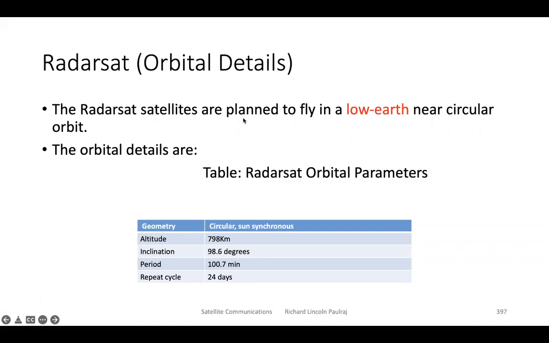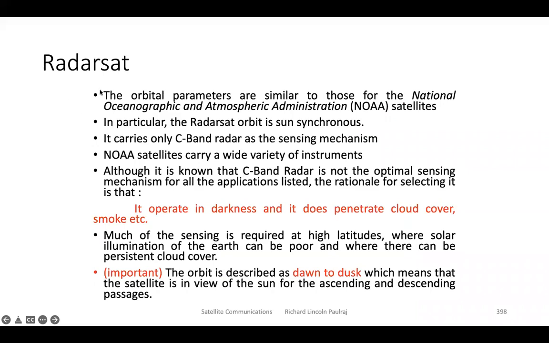All right, so these Radarsat satellites are LEOs, which means they are launched in low Earth orbits. The altitude is about 800 kilometers, the inclination is about 98.6 degrees, the period takes about 100 minutes, and the repeat cycle happens once in 24 days. So when a question is asked with regards to Radarsat, you can include these technical details as well. The orbital parameters are similar to those for the NOAA.